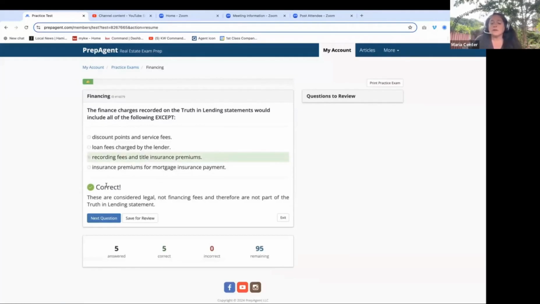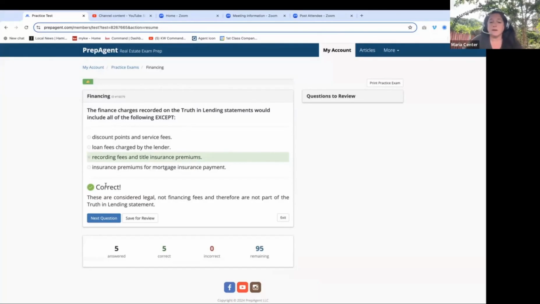Because those are considered legal fees, not financing fees, and they're not part of the truth in lending statement. The truth in lending statement is there to show us how much this loan is truly costing us, not the extra things like recording at the courthouse or title insurance that we might want to buy to ensure that the title is clean.